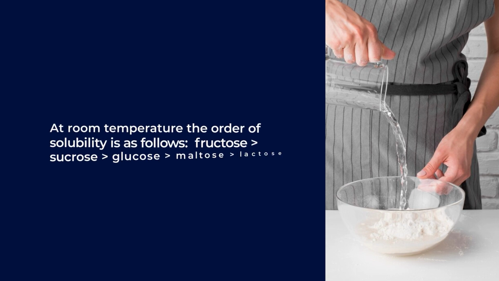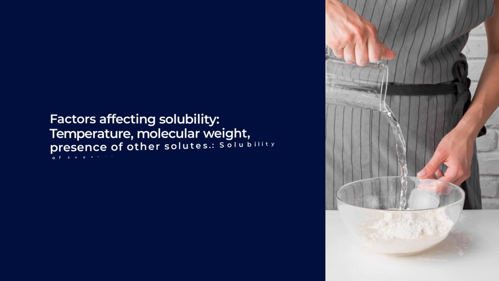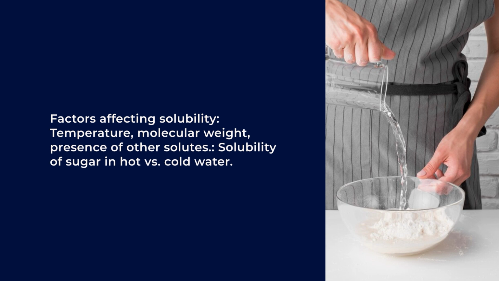Now, sugar normally will increase the boiling point of water. This we have to keep in mind when we are preparing food. Then the solubility varies. Fructose has the highest solubility, followed by sucrose, then glucose, then maltose, and lactose is the least. This solubility varies with the temperature, molecular weight and presence of other solutes. You also know that sugar solubility varies with hot versus cold water. If you want to make a lemon drink and put the sugar in cold water, it will take a long time.